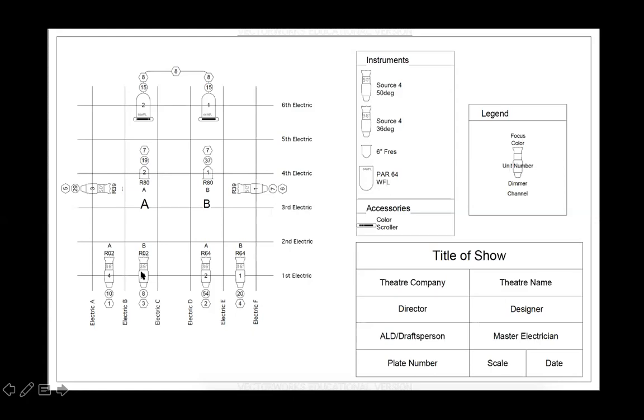And then similarly to 36 degrees, right? So we have our Source 4 at 36 degrees. And then if we go over, we can see we've got our Fresnels right here drawn, and our par cans, right? So that's everything.